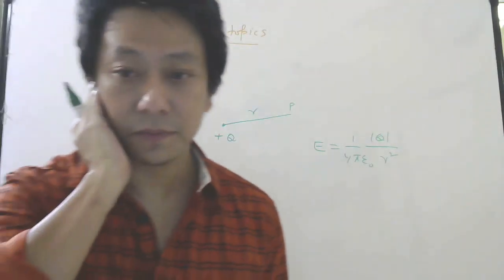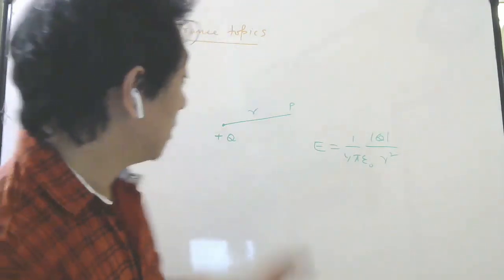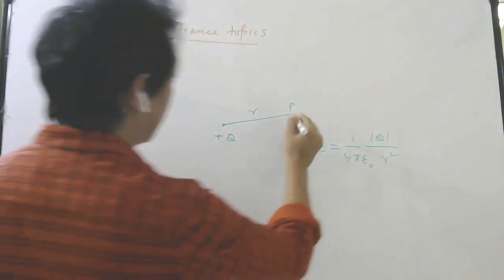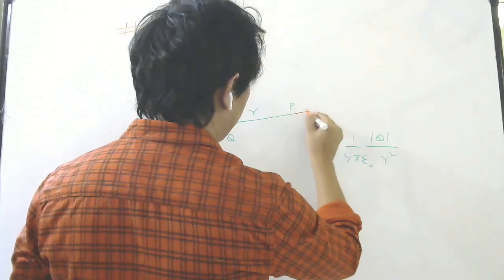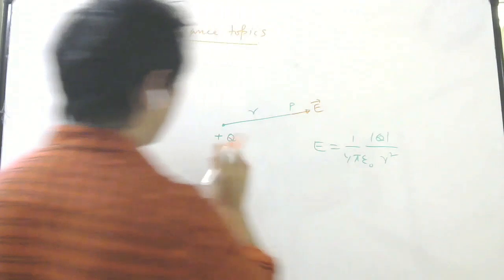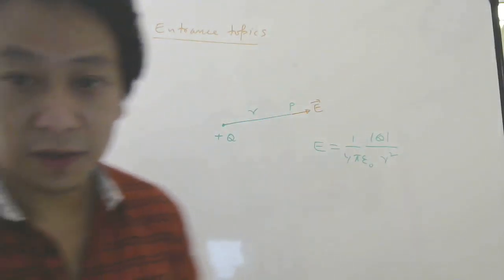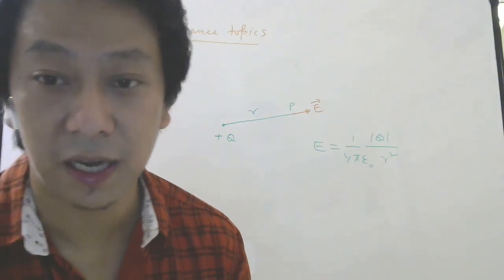Now, direction of electric field, how do we decide? If the source charge is positive, electric field at this point will be away. And if it is negative, electric field will be towards. So this much you have to remember for understanding today's class.